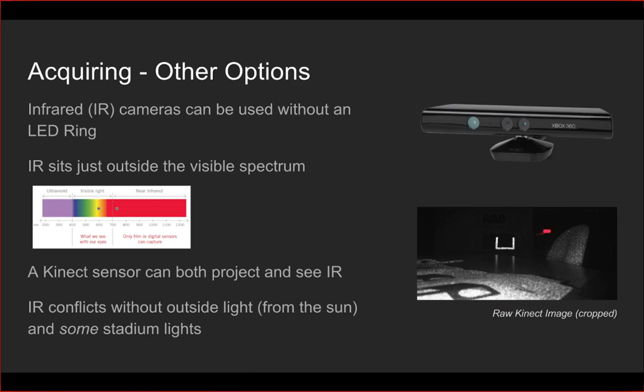Something to keep in mind though is that IR conflicts with outside light, so light coming from the sun. If you also have some kind of tinted material between your camera and your target, it won't be able to see it. Some stadium lights conflict with this, but given that almost all of you who are tuning into this are at the Sydney Olympic Theatre for our regionals, I can say with pretty good certainty that the Kinect works just fine there because we used it back in 2016.